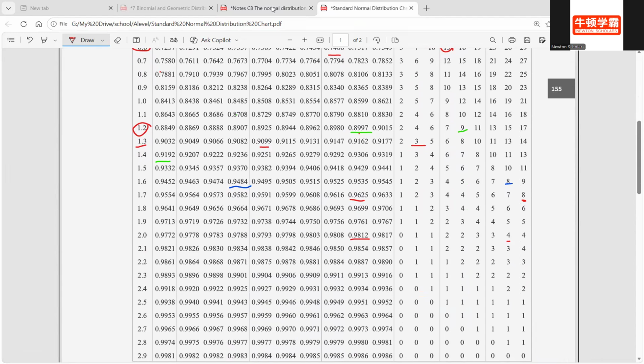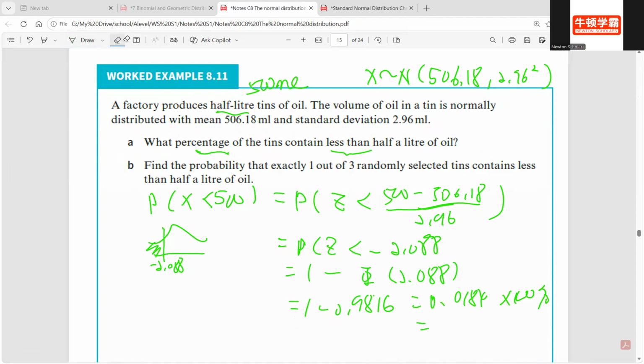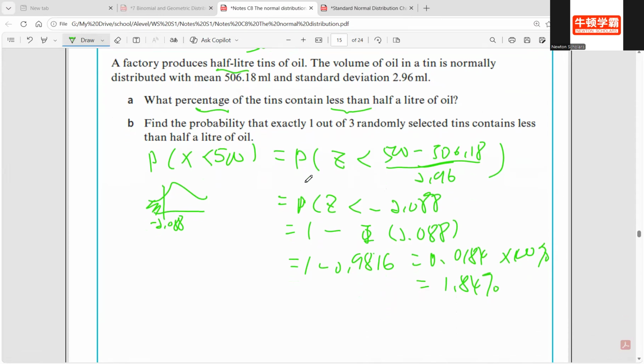0.9816. So you minus 8, you will get 0.0184. You need the percentage, so you multiply by 100%. 0.12, sorry, 1.8. 1.84%. Okay. Next one, the probability that exactly 1 out of 3.